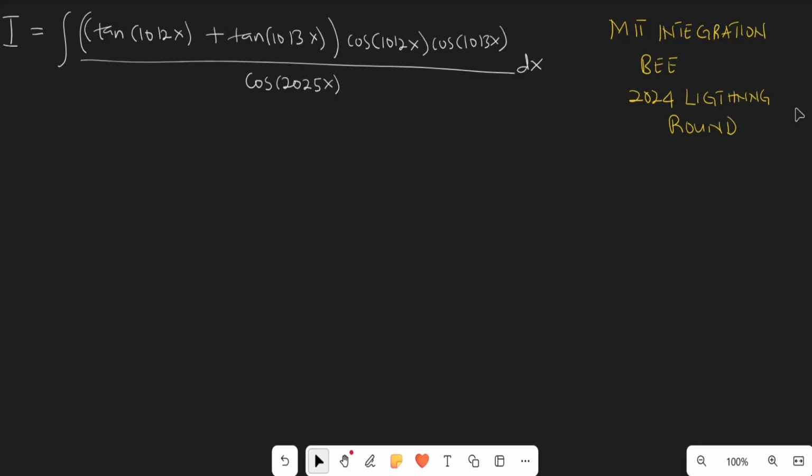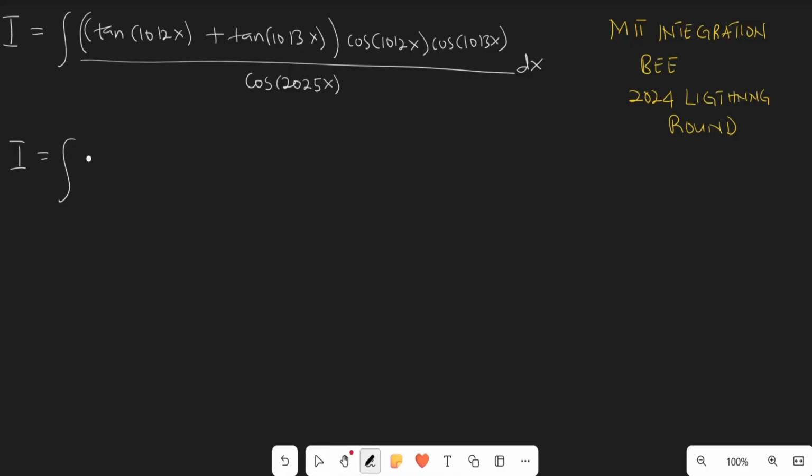In this video, we look at this MIT integration bee question. This appeared in the 2024 lightning round. So we can solve this integral by looking at the numerator again. I'm going to start off by expanding the numerator, right?